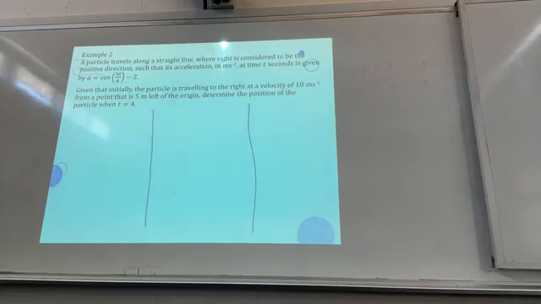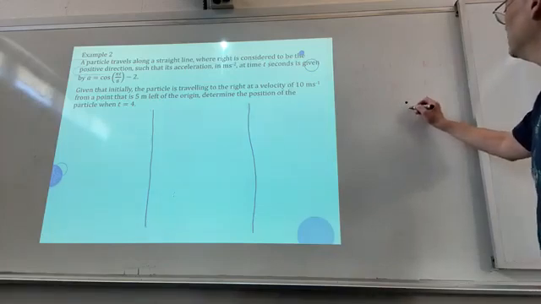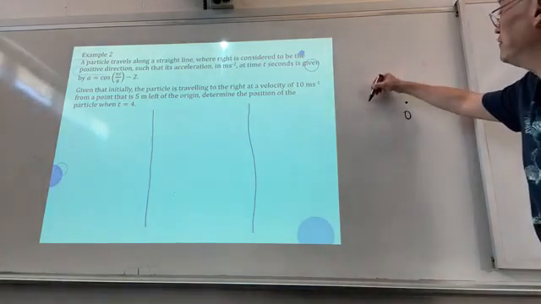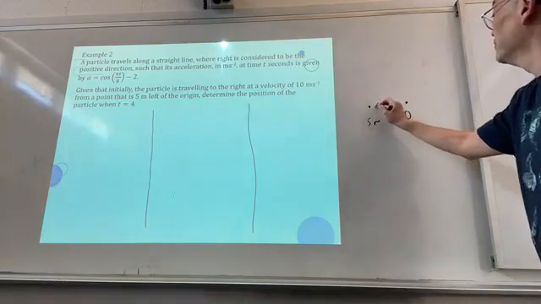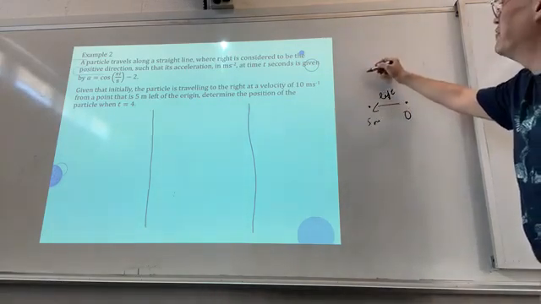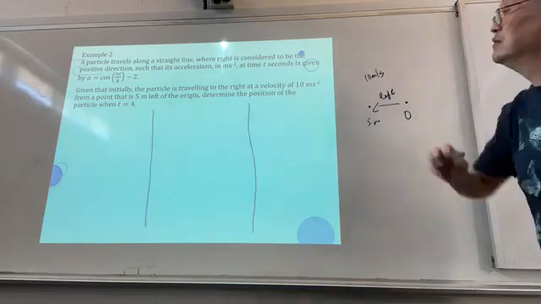So from there, again, read the question. Initially, the particle is traveling to the right at a velocity of 10 meters per second from the point that is 5 meters left of the origin. Determine the position of the particle. So initially, if this is the origin, the particle is 5 meters left, and velocity is 10 meters per second.